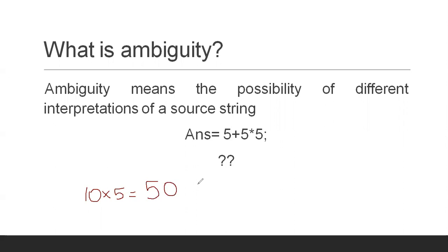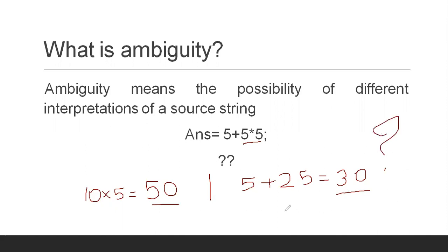No? What do you think then? You think 5 into 5 first? Okay. So 5 as it is plus 5 into 5, 25. The result is 30. Is it the result? 30 or 50? There is a big question mark.